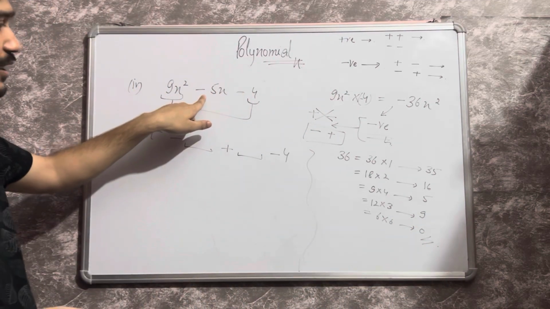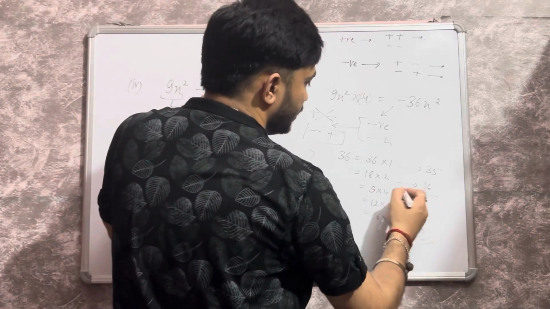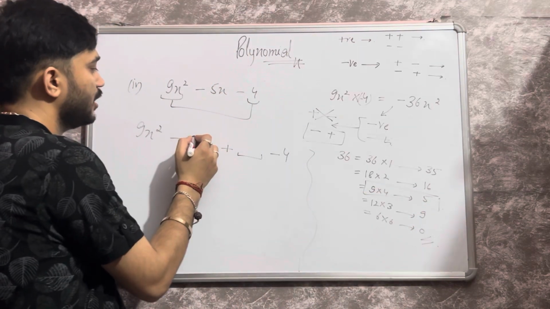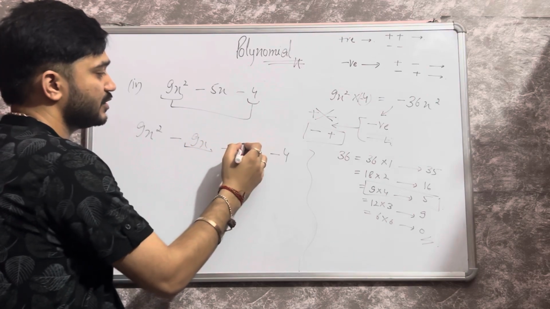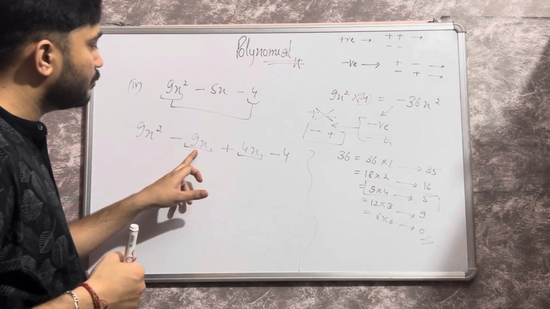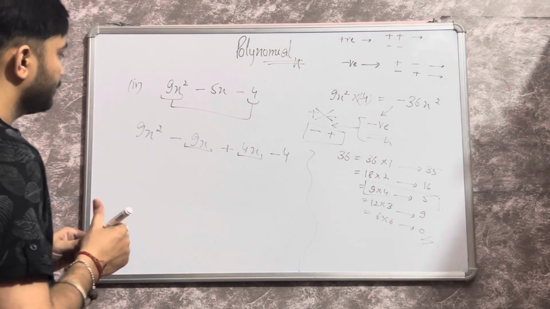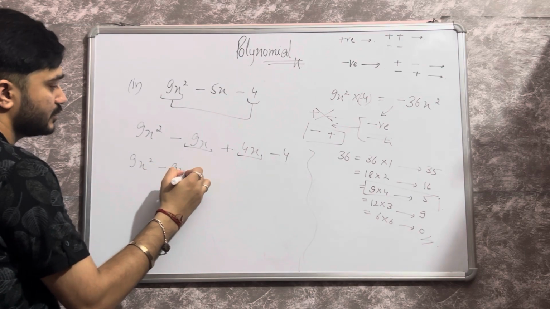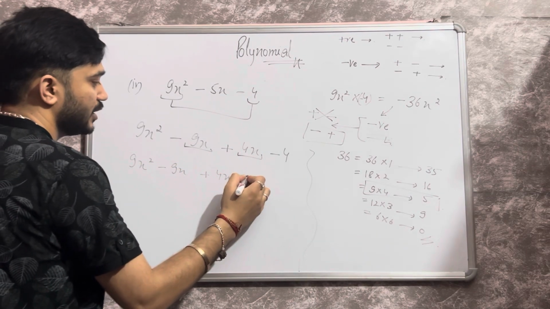Since it is minus 5, we are going to take this 5 variation. That is 9 and 4. Write 9x as first and 4x as second. You are always going to write the big number first. Always remember. So it will be 9x square minus 9x plus 4x minus 4.